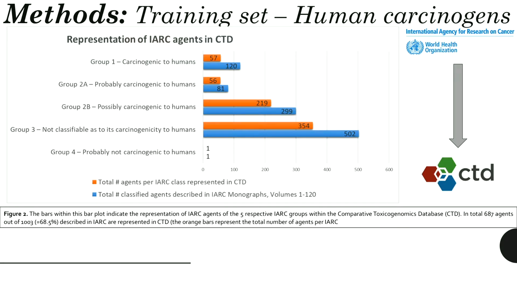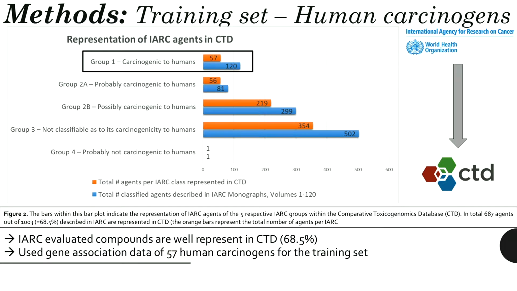I will go a bit faster. So these are the different groups of the IARC classifications. The blue bar is the number of compounds present in the IARC database, and the orange bar represents the number present in CTD. For example, for the group 1 carcinogens, we were able to find 57 out of 120 agents in the CTD, which is quite large. In general, we can say that around 68% of the CTD chemicals cover the IARC classified chemicals. We can also conclude that we use these 57 human carcinogens as a training set for our approach.